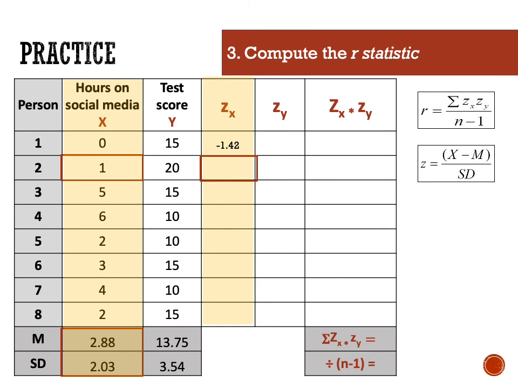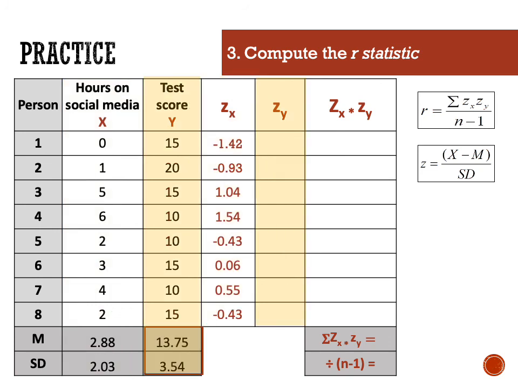For the second row, our data point is 1. That person spent 1 hour on social media. So I'm going to do 1 minus 2.88, and I get negative 1.88. And then I'm going to divide that by 2.03, and I get a z-score of negative 0.93. So now you should pause and try to calculate the rest of those z-scores for hours on social media. So here are those z-scores, so you can check your answers against what's here.